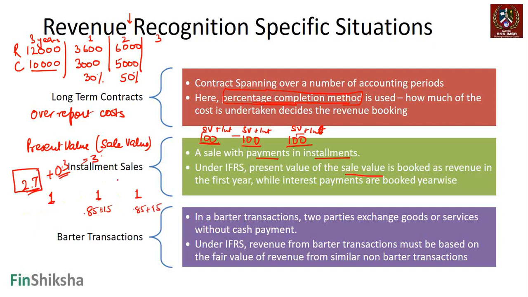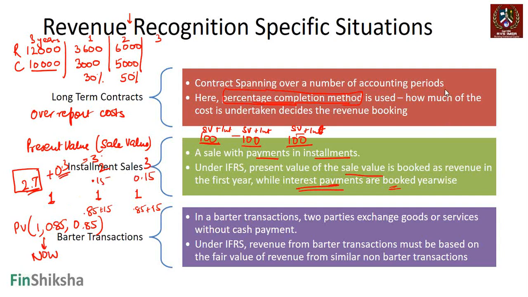So how are you going to book the revenue? Present value of 1, 0.85 and 0.85 is going to be booked now. And the 0.15 and 0.15 is going to be booked in the second year and third year because that interest is coming there. So interest payments are booked in the year when they are happening. Present value of the sale value is booked now.